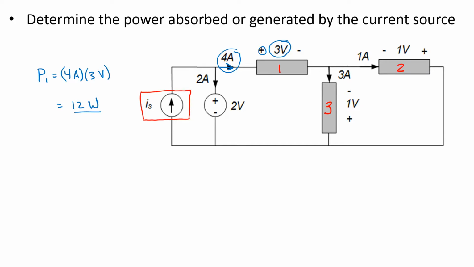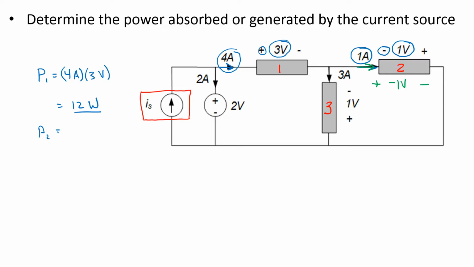For element 2, I have a 1 amp current and a 1 volt difference, but this current is entering the negative voltage terminal. That's opposite to the passive sign convention, so I have to change the sign on one or the other of these. So if I redefine this voltage polarity to agree with this current direction, this is the positive, this is the negative terminal. I change the sign on the voltage, so this is minus 1 volt.